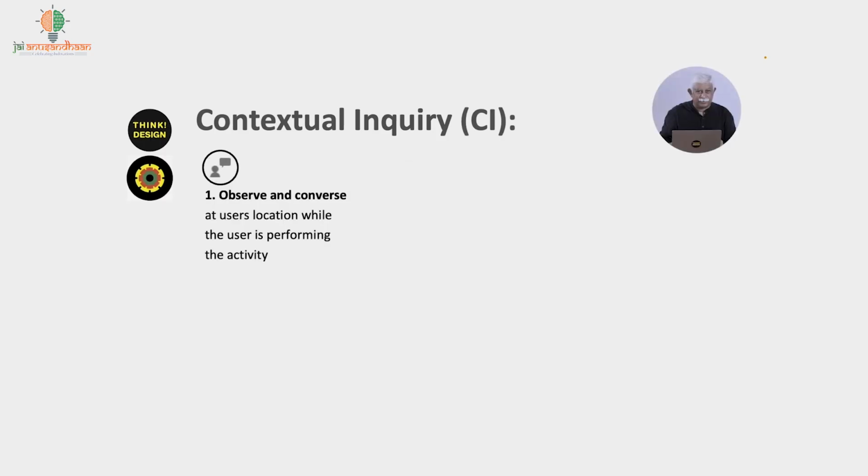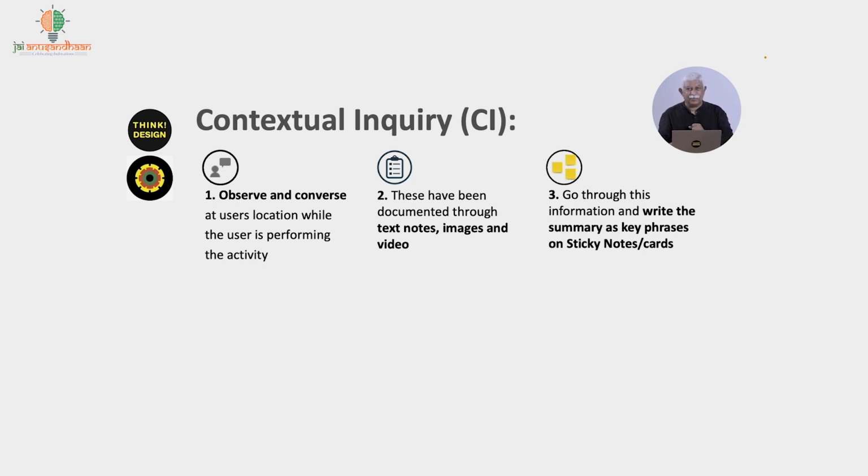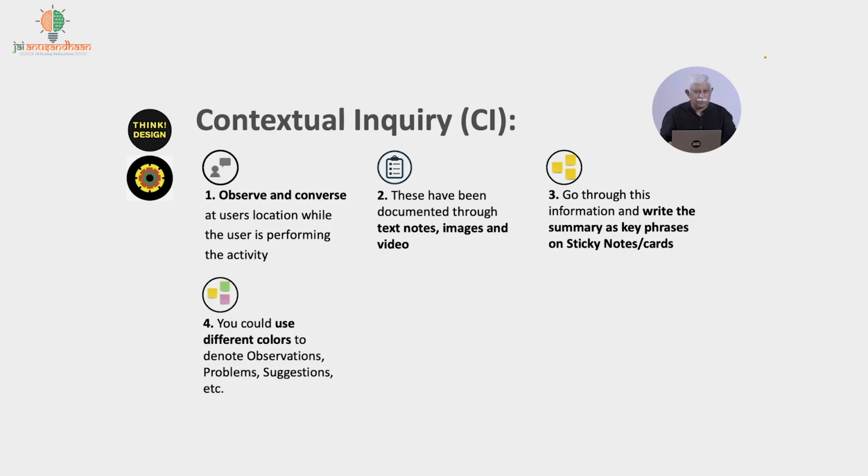So let's look at the steps. Observe and converse with the users at their location while they're performing the activity. Do document these through text, notes, images or video. Take permission before that. You need to go through this information and write the summary as key phrases, or you can do it on sticky notes or small cards. You could use different colors to denote different types of information that you get, like observations, issues, suggestions, challenges.